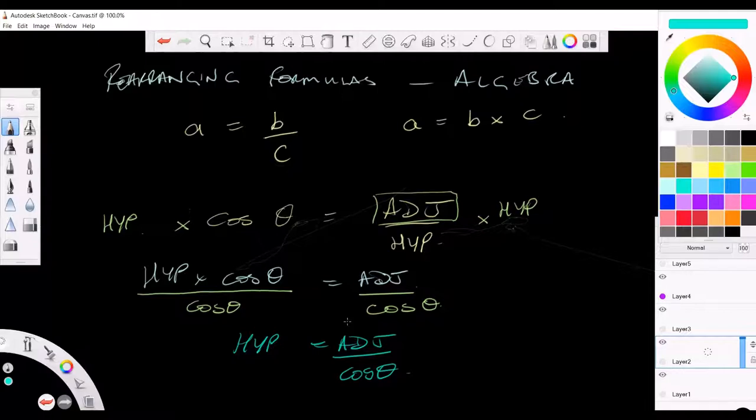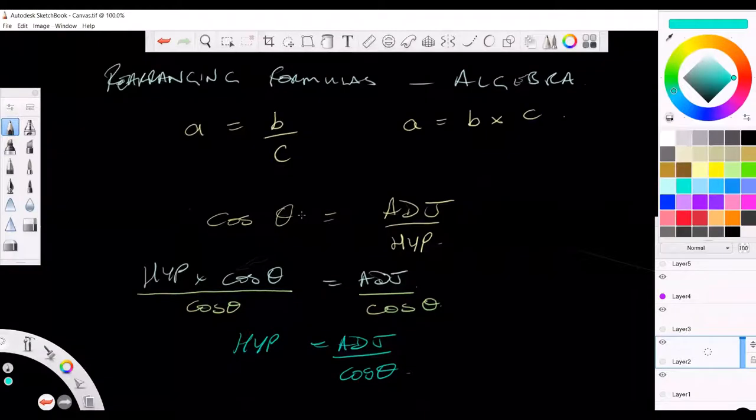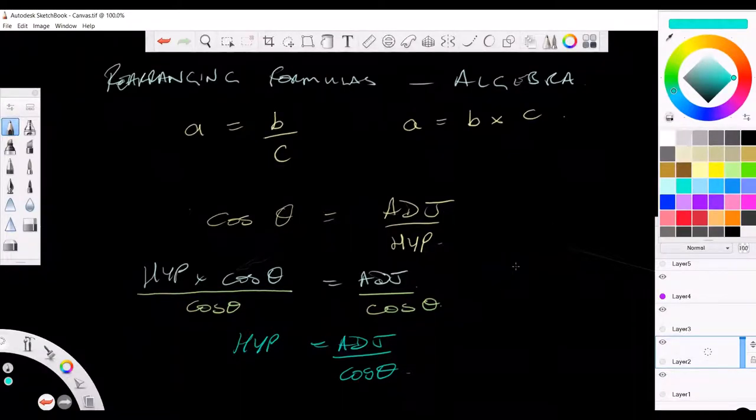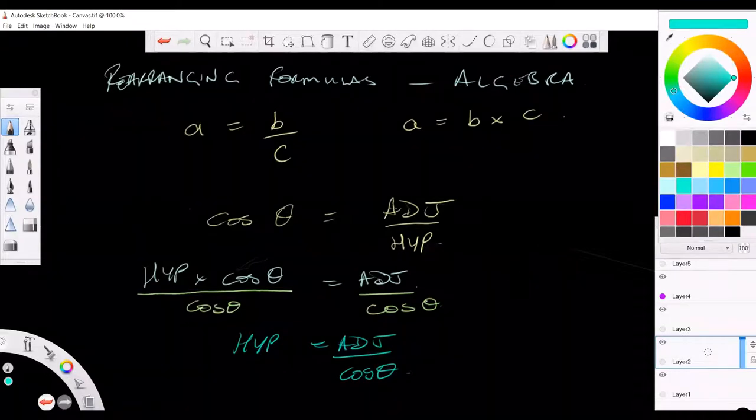And there's a shortcut. If you don't remember this, don't worry. You can go through that two-step process I've just gone through. But look what's just happened from the formula cos theta equals adjacent over hypotenuse. Effectively, I've swapped cos theta and hypotenuse. And this is often a really good way of looking at this. In fact, it's sort of the basis of the triangle method, which we'll mention in a moment.